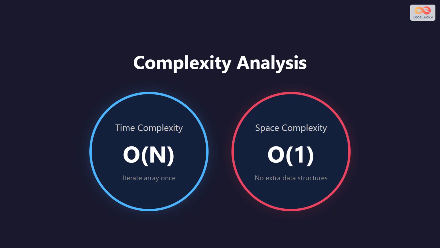This solution is optimal. We iterate through the array exactly once, giving us a time complexity of O of n, and since we are only using a single variable to store the result, our space complexity is O of 1, or constant space. No extra data structures are needed.